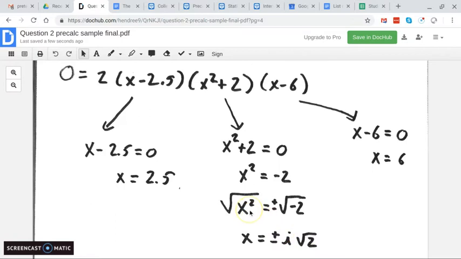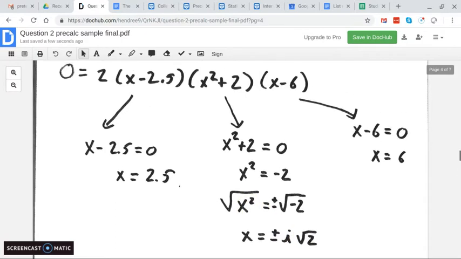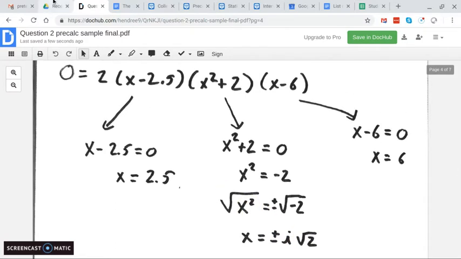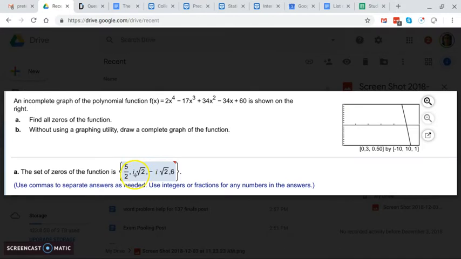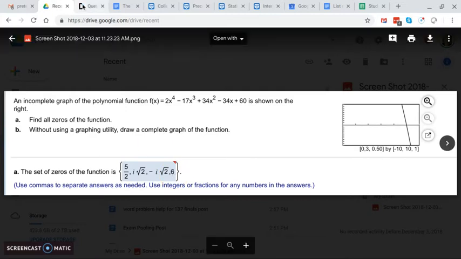Okay. Now, so those are all our zeros for the function. I think that's the first part of the question. All right, find all the zeros for the function. There's the 2.5. Here's one of the complex roots. Here's the other one. And then there's 6. Okay. Now all we have left is the graphing part.